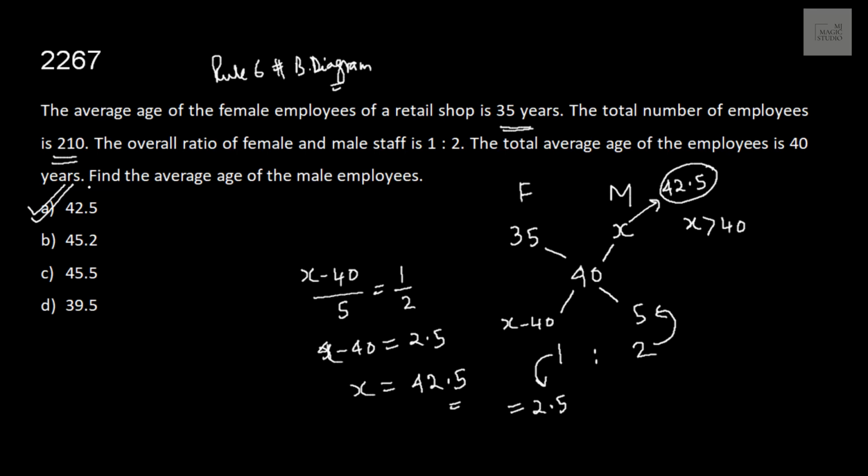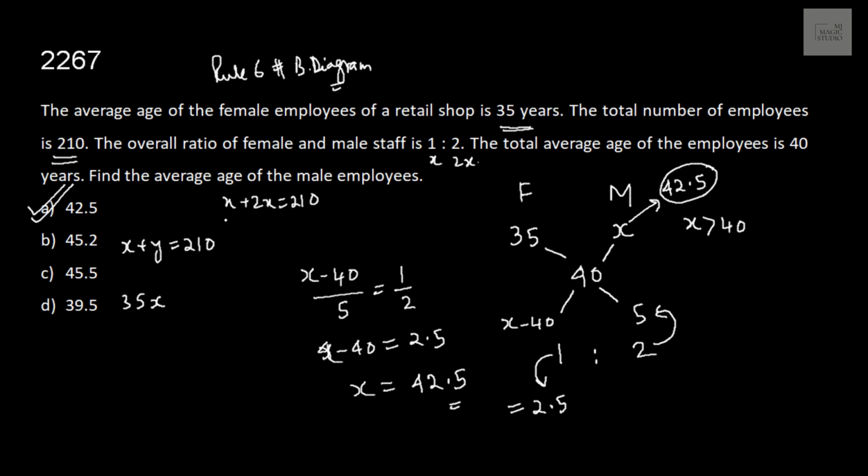It's okay. We can have x plus y equals 210, then 35x, the total. The overall ratio of male and female staff is 1:2. So with this also we can start. Let this be x and this is 2x. Then x plus 2x is 210.